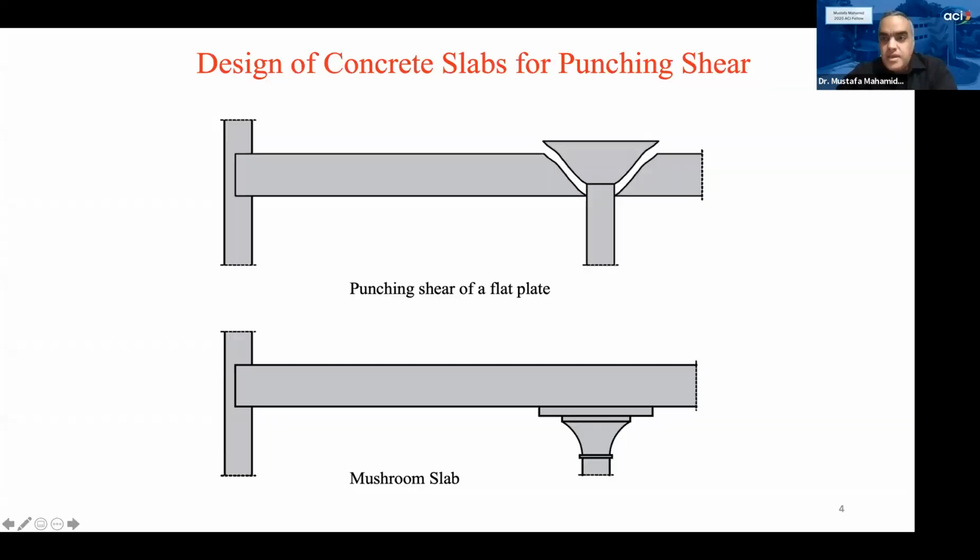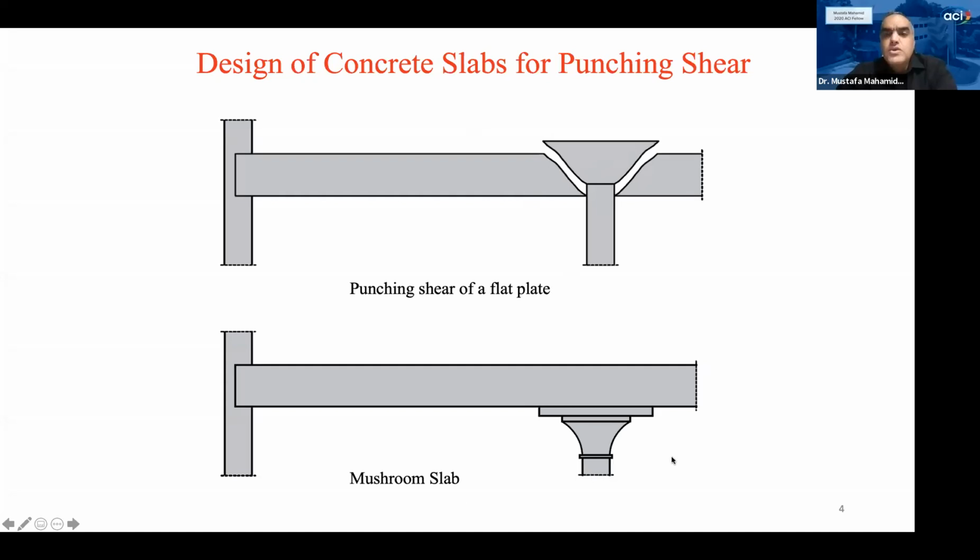Okay, the concept for the design of punching shear starts from the concept that's shown here. So we have a load that's applied on the slab, and then the slab column joint cannot take that load, and then punching will happen through the slab, as can be seen. So the solutions to that varied over time, and one of the solutions was a mushroom slab, like it's shown at the bottom figure.